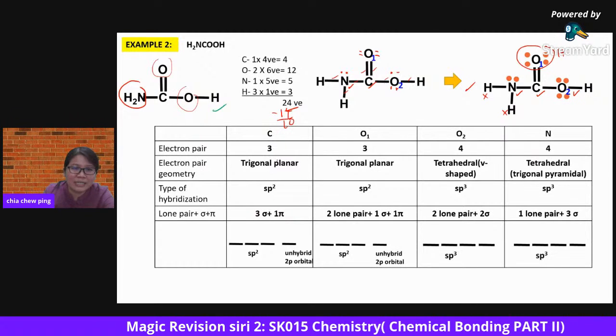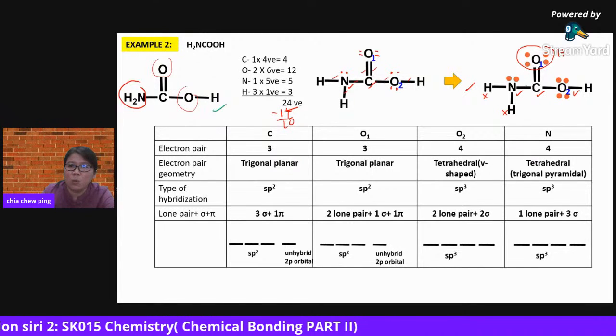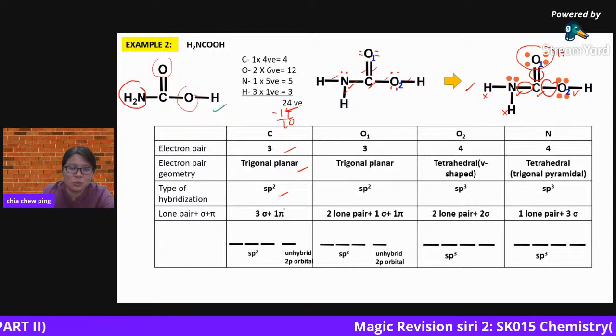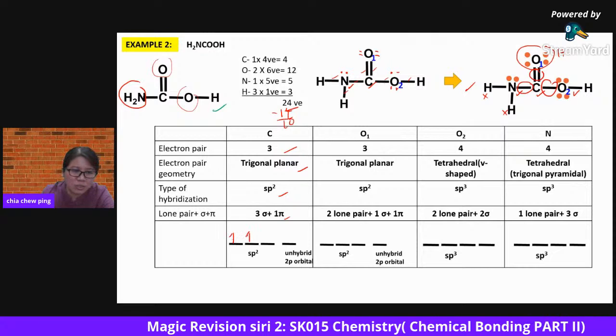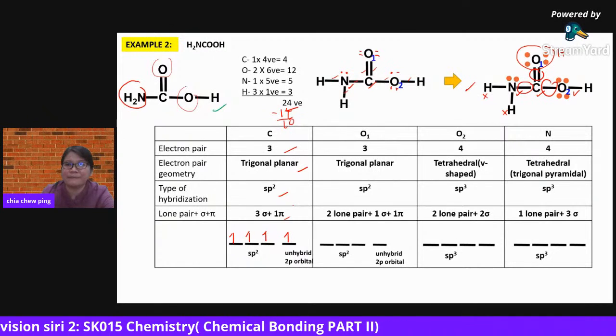Okay, now we study the prediction. Carbon has 3 electron pairs: 1, 2, 3. So trigonal planar, sp2, 3 sigma and 1 pi. Make sure later on when you do your exercise, you get 3 sigma and 1 pi.